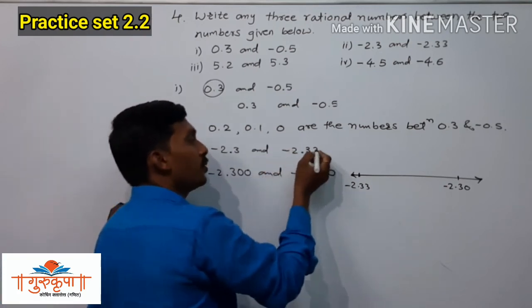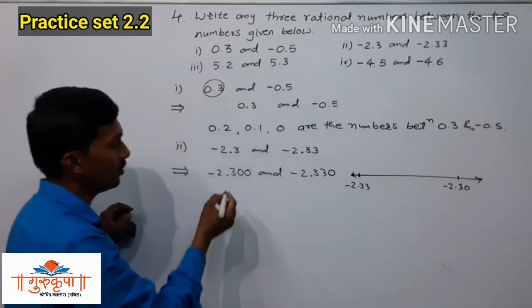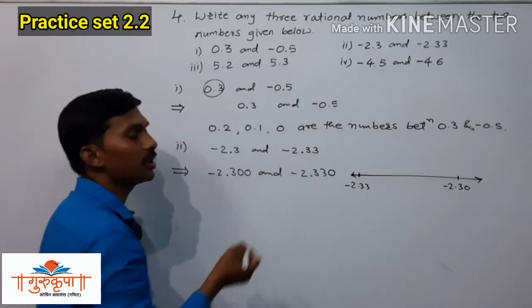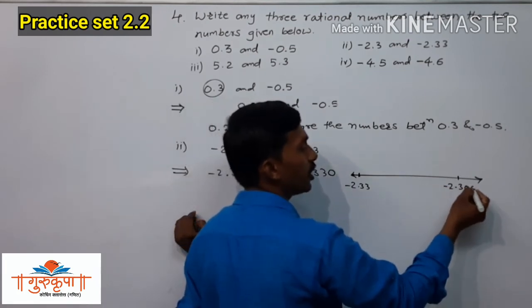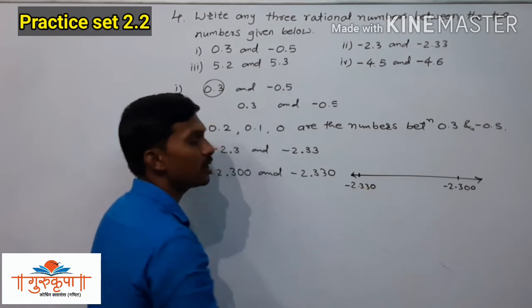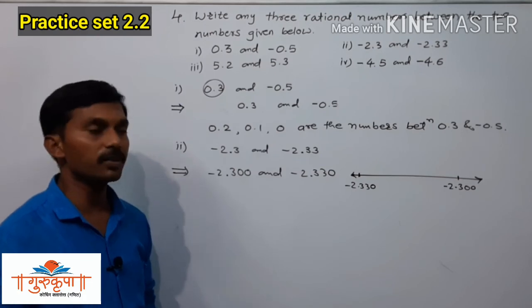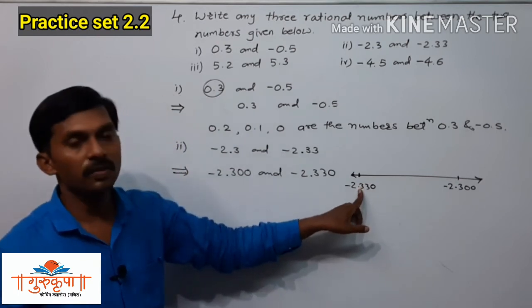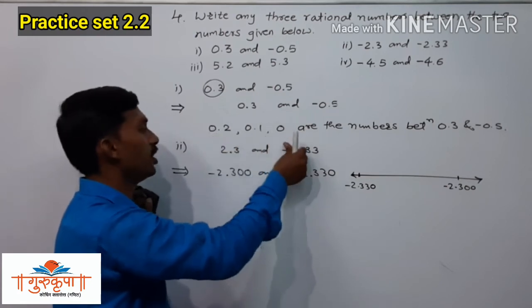Now here we have minus 2.33, we write it as minus 2.330, and you take one 0 there, since we have 3 digits after the decimal sign, and here also 3 digits after the decimal sign. So now we have minus 2.300 and minus 2.330, and we can easily write the numbers between them. Here this is the bigger number, and this one is the smaller number, minus 2.3. So see here, suppose we remove these two signs.